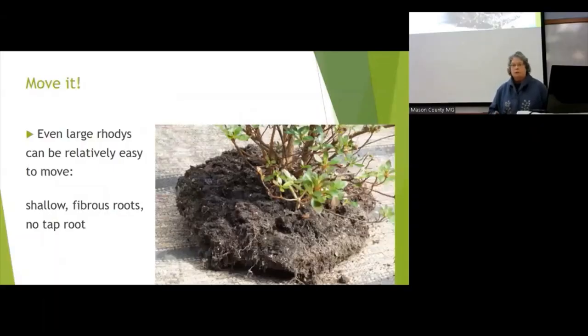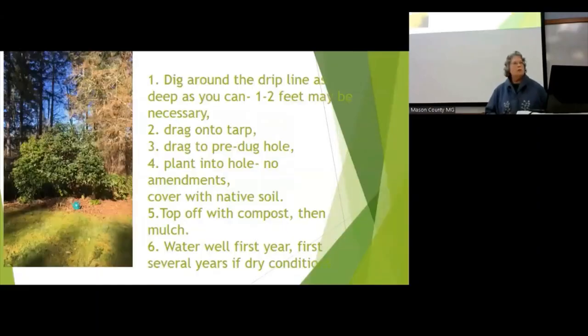Move it. Rhododendrons are relatively easy to move, even big ones. They have a shallow, fibrous root structure. They don't have a big taproot, so you don't have to worry about that. This is a small rhododendron, but it gives you an idea about how the root mass compares with the plant. Just as an example, I'll show you a rhododendron that we moved to our yard several years ago.